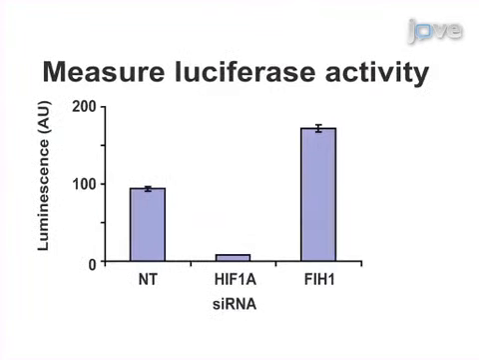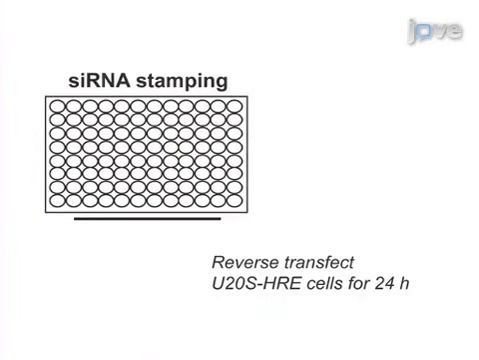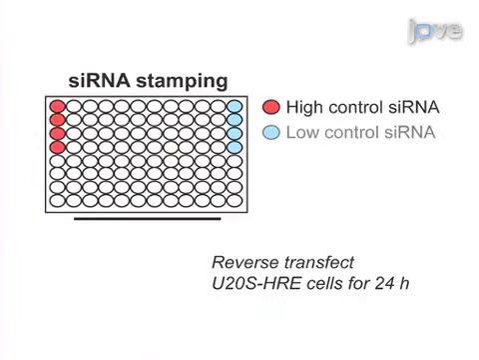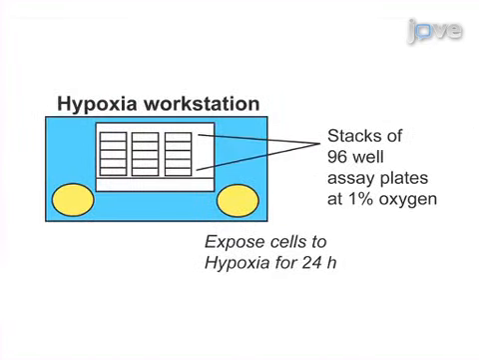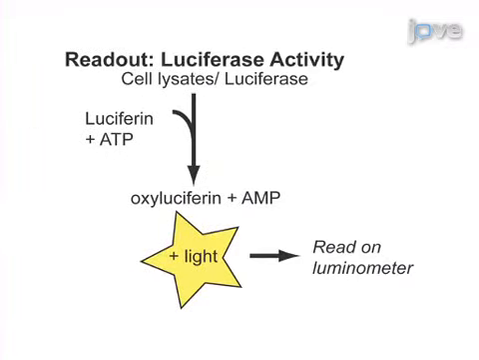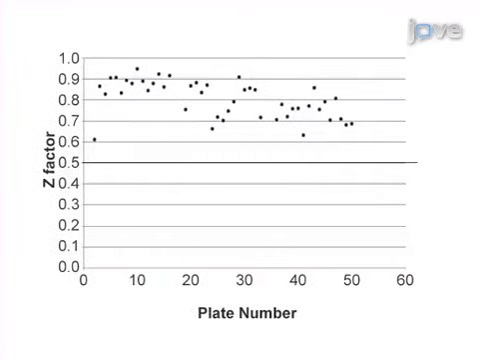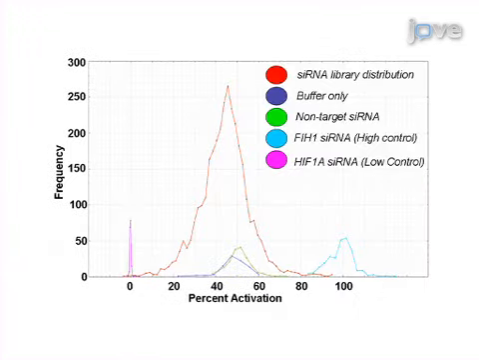The second step of the procedure is to establish the high and low controls to give a suitable Z factor for screening. With the parameters established, the primary siRNA screen is performed in triplicate, after which hits are confirmed by secondary and tertiary deconvolution screens. Ultimately, the results can reveal new ubiquitin and ubiquitin-like system regulators of the biological pathway in question.